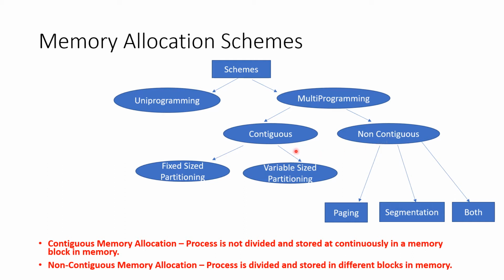First we will be discussing the contiguous memory allocation in this PPT, in this video. Under this we have two types of contiguous memory allocation. First is fixed size partitioning and second is variable size partitioning. Likewise, in non-contiguous we will be discussing paging, segmentation and the scheme which uses both paging and segmentation. So let's start with fixed size partitioning and variable size partitioning under the heading contiguous memory allocation, where the process is not divided and stored continuously in the memory.